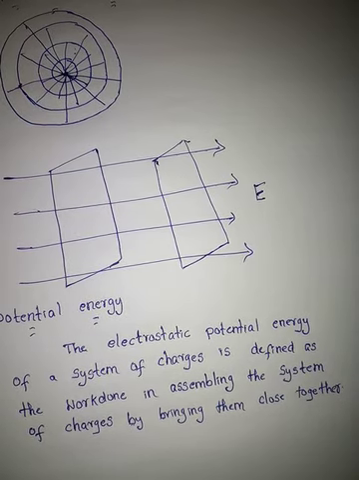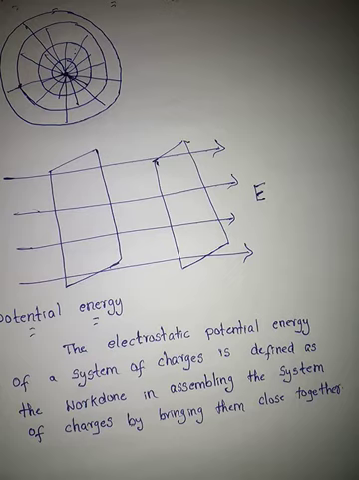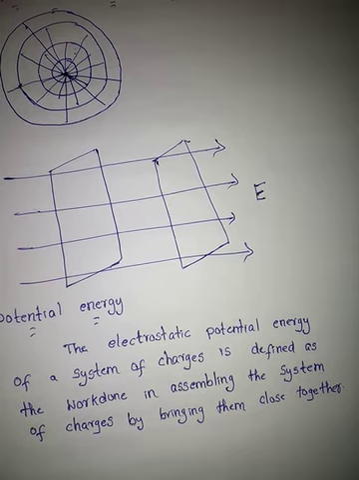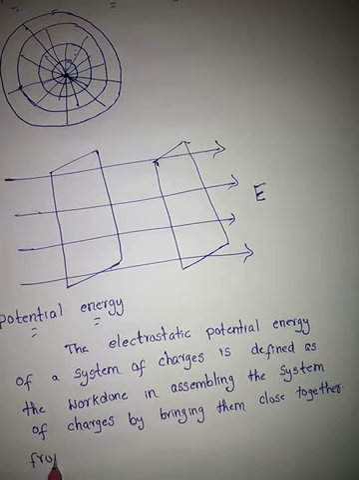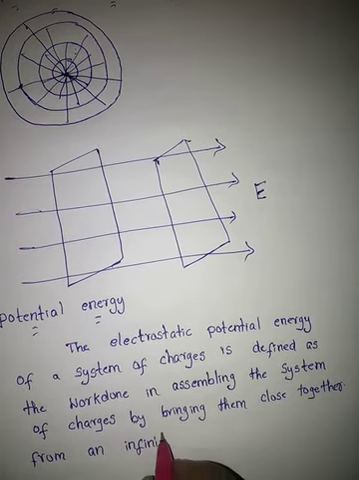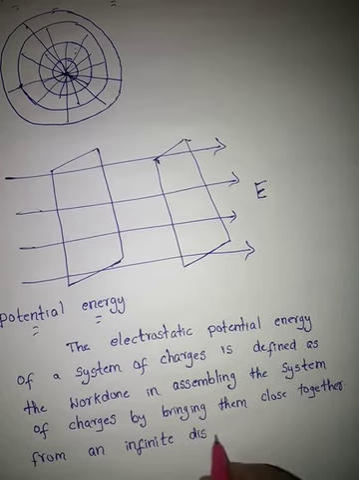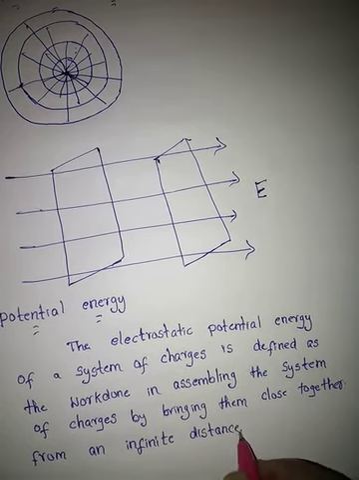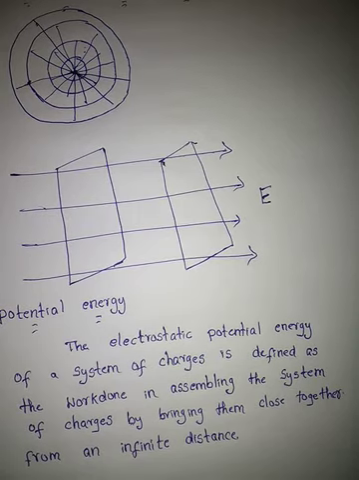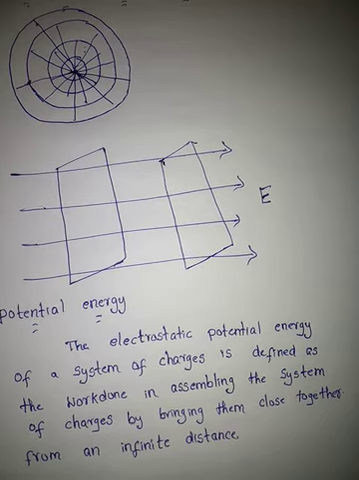Yes, so the electrostatic potential energy of a system of charges is defined as the work done in assembling the system of charges by bringing them close to each other from an infinite distance. Okay, so if you want to form a system, you have to bring charges from different places, and the energy that is required to form that system is called electrostatic potential energy.